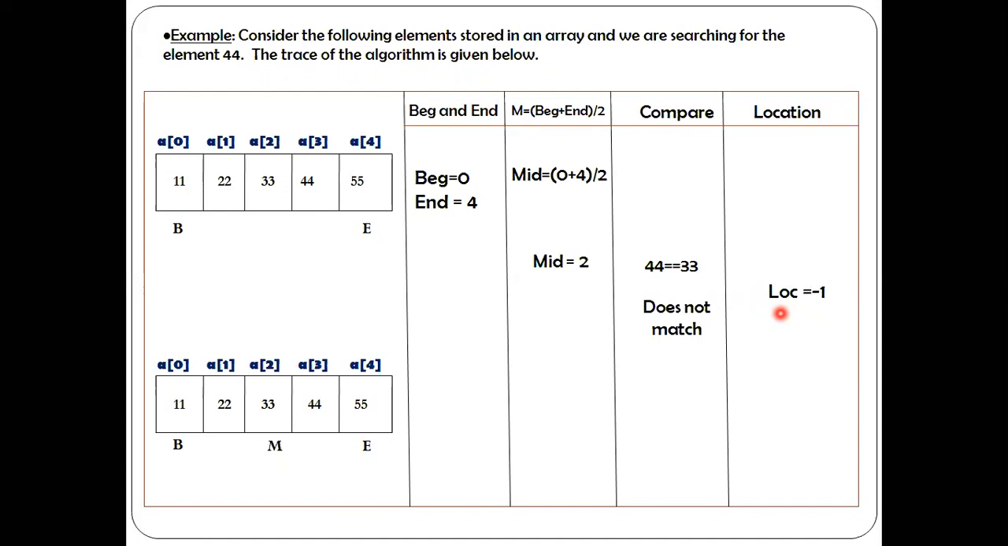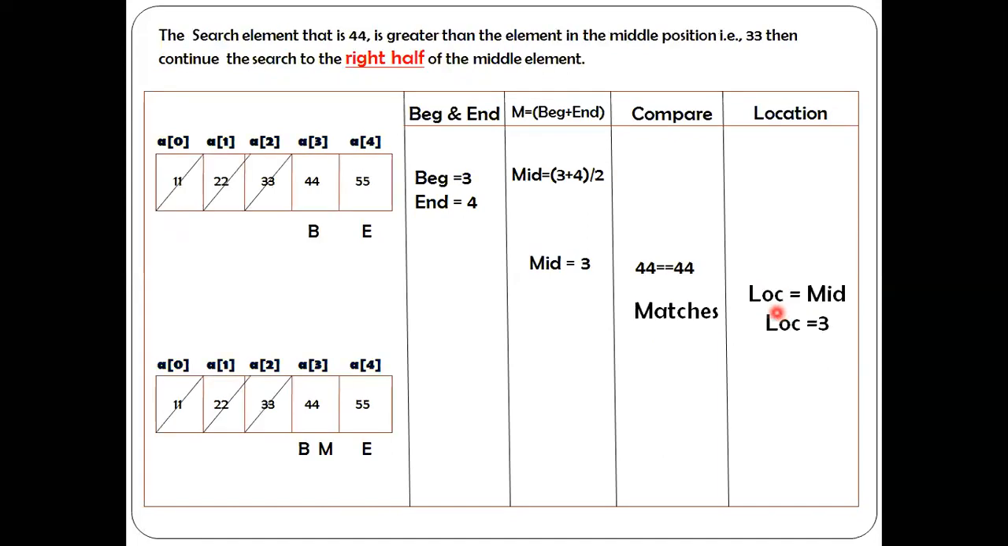Okay, now we'll go to the next step. The searching element is not present at the middle, so we have to check the condition. If the searching element is greater than the middle element, it means we need to traverse towards the right half of the array. So now again we'll identify begin and end. Lower element position is 3 and higher element position is 4. See, begin is equal to 3, end is equal to 4.